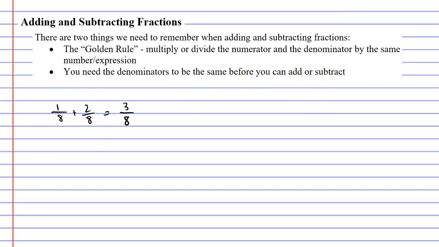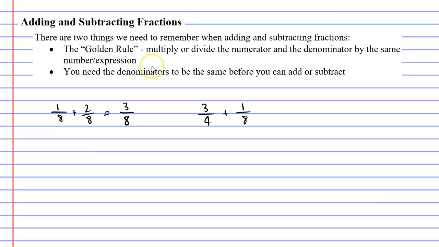So what do we do in a situation where the denominators are not the same? Let's say we had 3 over 4 plus 1 over 8. I cannot add them if the denominators are not the same. And this is where the golden rule comes into play. I'm allowed to multiply or divide the numerator and denominator by the same number or expression.